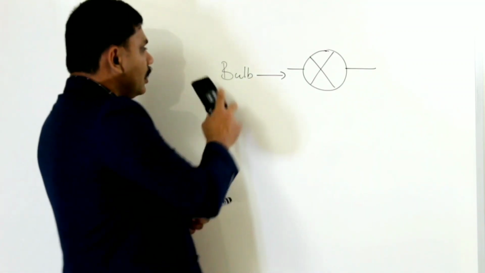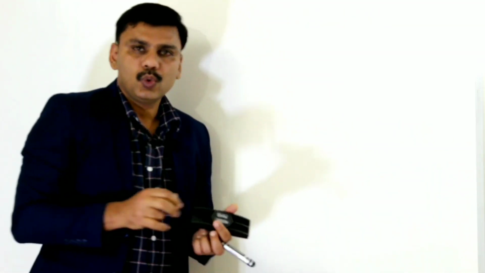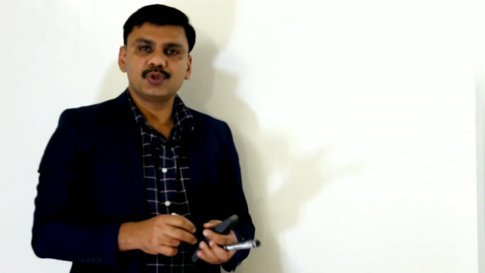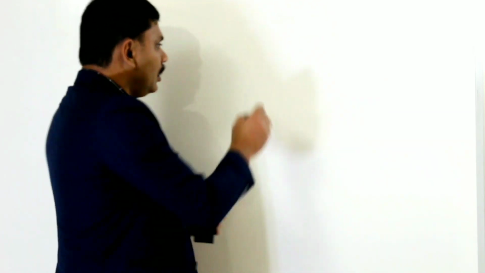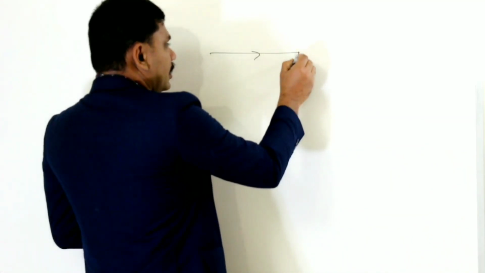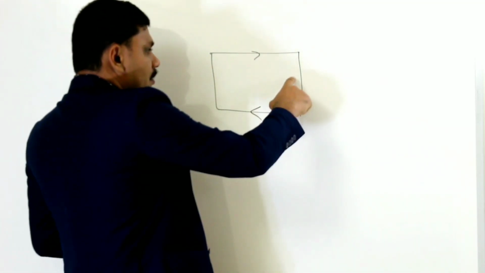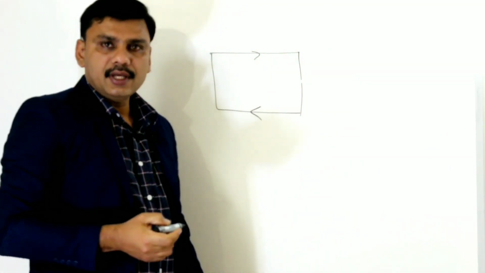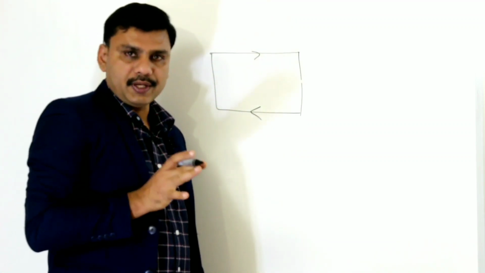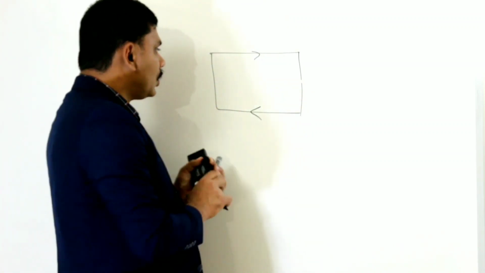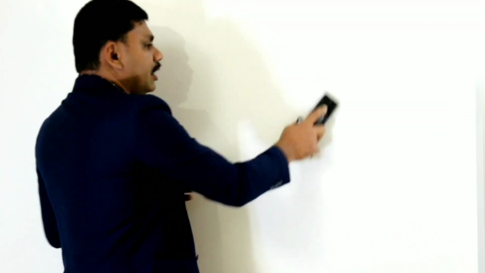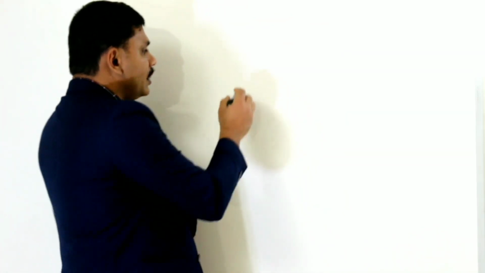You know that electricity passes through a closed path. If the current is passing like this, this is a closed path. If there is any break, the electricity will not flow through it. So there are two types of path for electricity. One is closed path.